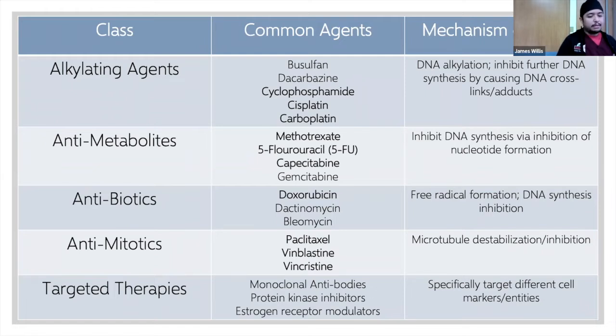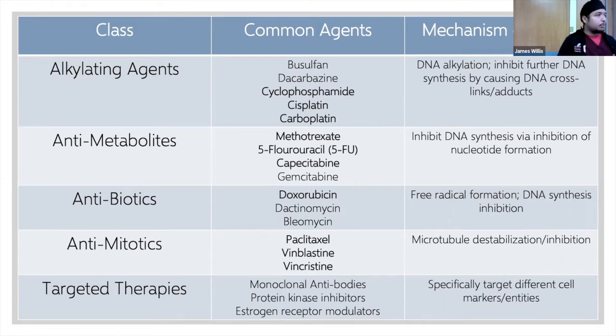Then we also have the antimitotics, right? These are the vinblastine, the vincristine, the paclitaxel, and these work mostly by affecting the microtubules and either destabilizing them or inhibiting them from forming, and in turn, during mitosis, preventing further replication of the cell, targeting really highly replicating cells, which are usually going to be the cancer cells.